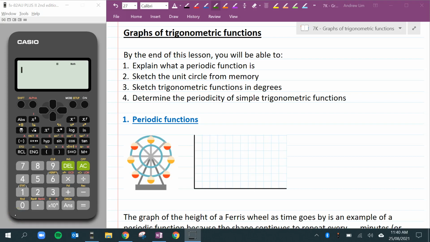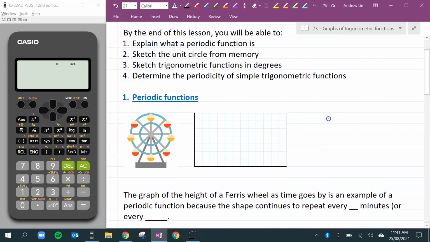It's your teacher, Mr. Lim here, and in this video we're going to be looking at graphs of trigonometric functions. So by the end of this lesson you'll be able to do these four things: explain what a periodic function is, sketch the unit circle from memory, sketch trig functions in degrees, and determine the periodicity of simple trig functions.